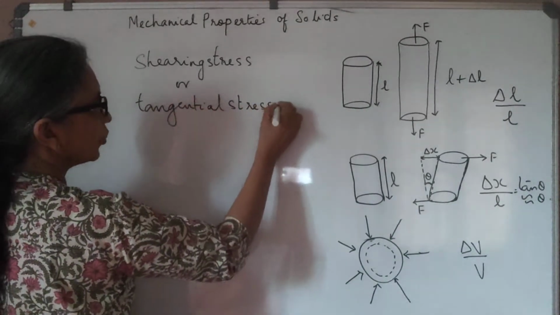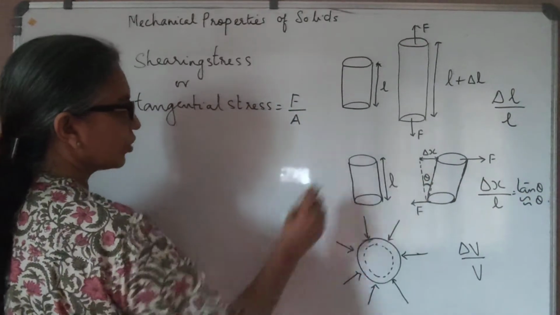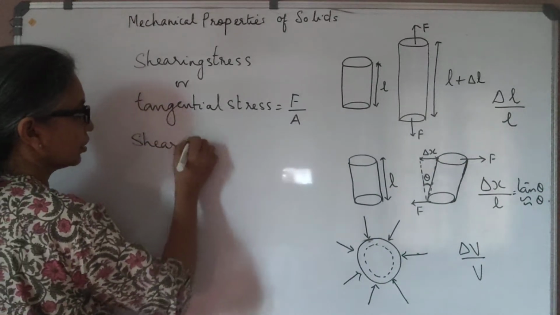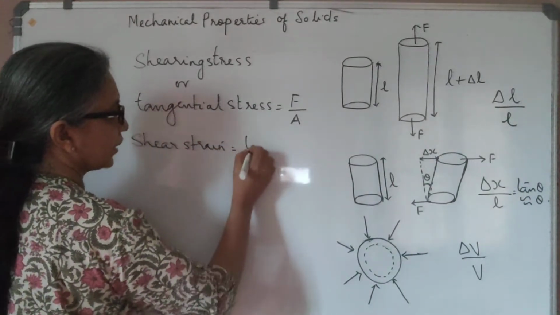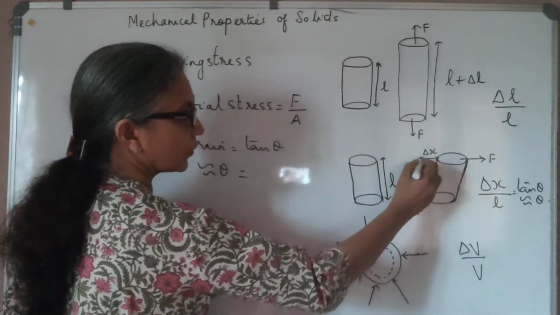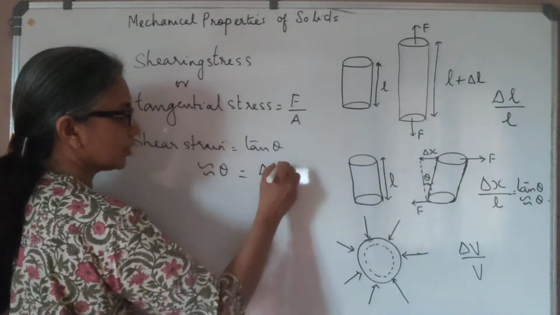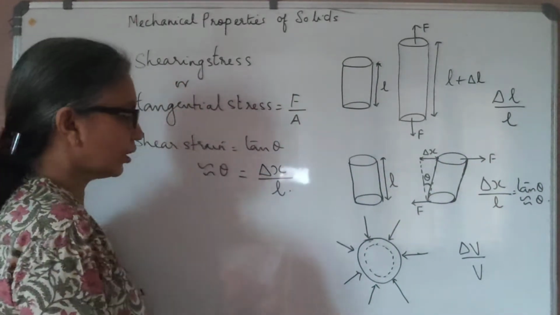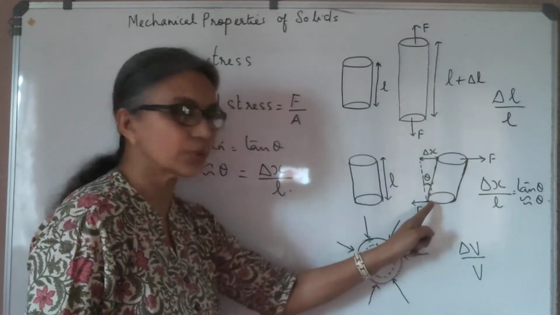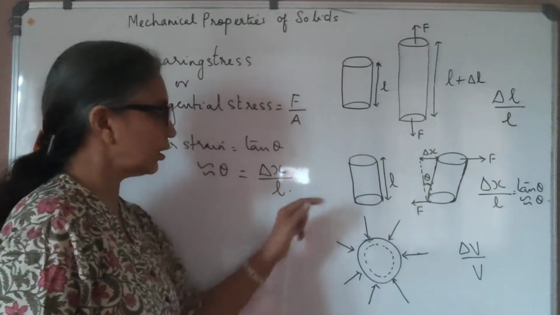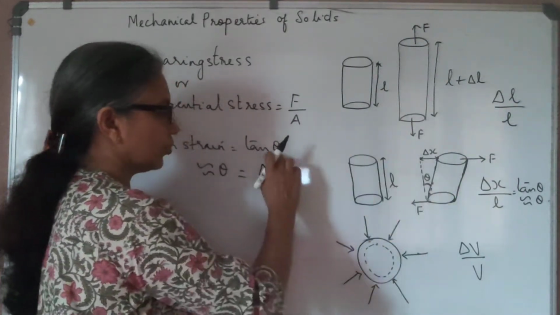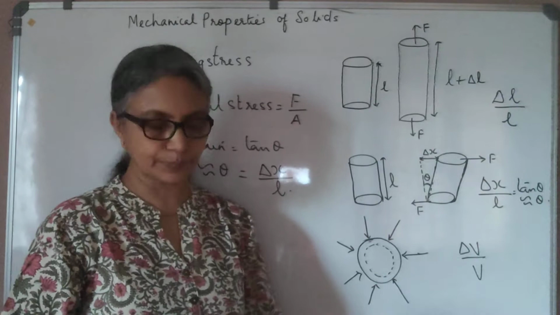Tangential stress, which again is F by A, and because of this there is a strain called the shear strain, which is given by tan theta, approximated to theta for small angles. Tan theta is opposite side by adjacent side, so this is delta x by L. Here delta x is the displacement, how much the upper face has been displaced with respect to the lower face, and L is the height of that cylinder. This delta x by L is actually tan theta, which is what you call the shearing strain, or simply shear strain.